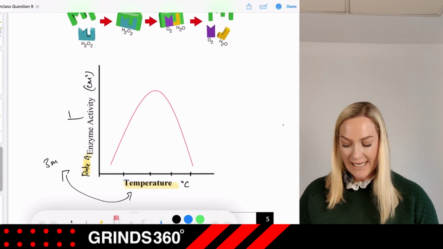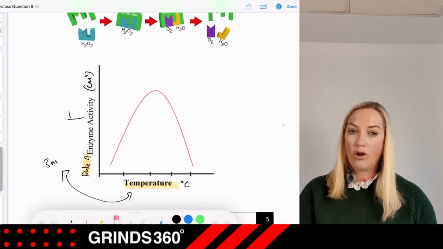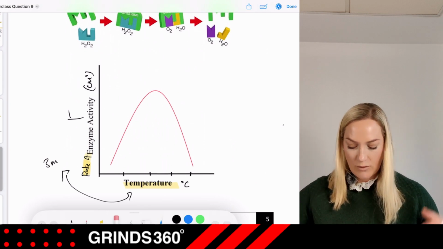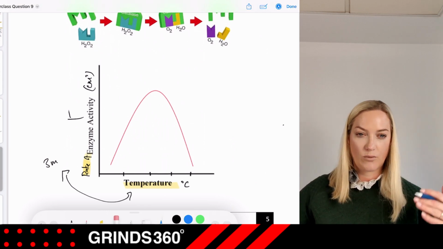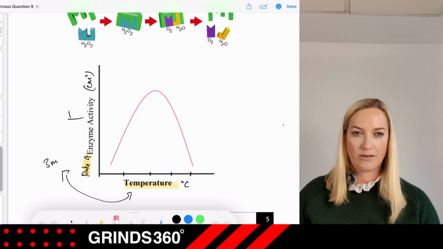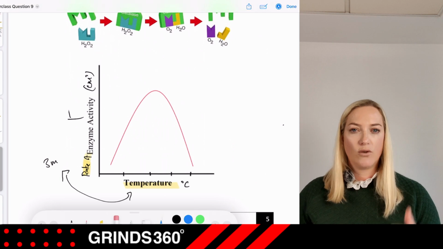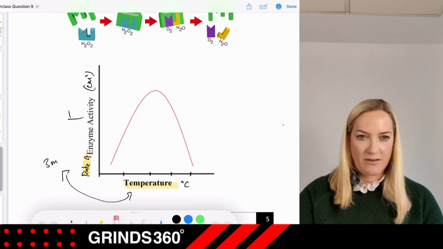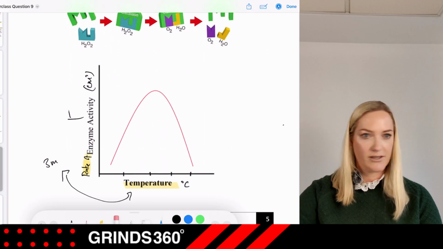Reminding you again, in enzymes, controlling all factors is very important. In this one, what we controlled was pH, our enzyme concentration, and our substrate concentration. What we were changing was our temperature, because we wanted to find out what the optimum temperature is for the enzyme catalase.